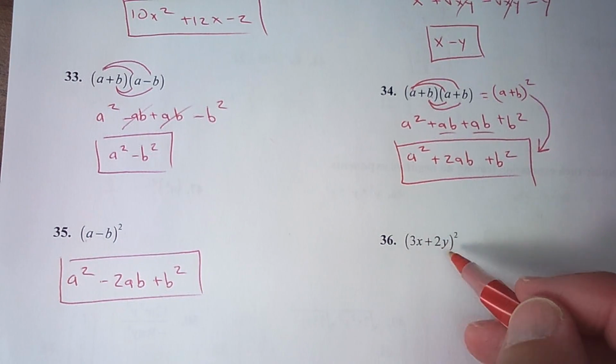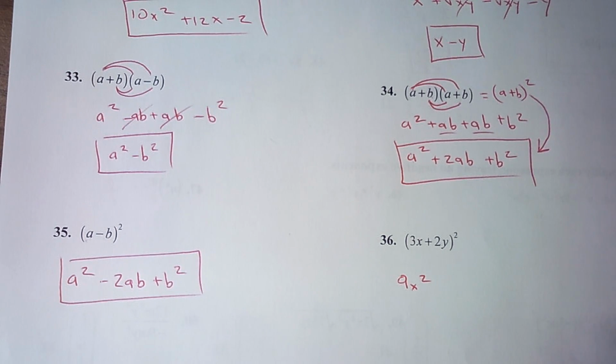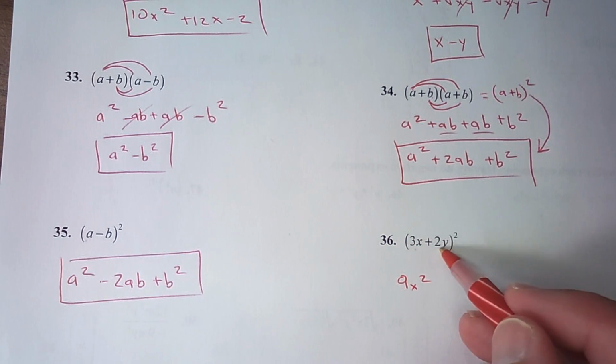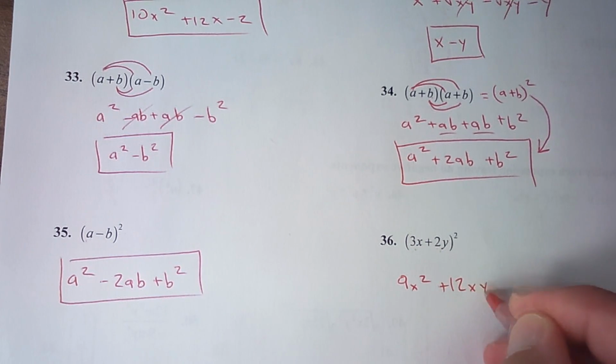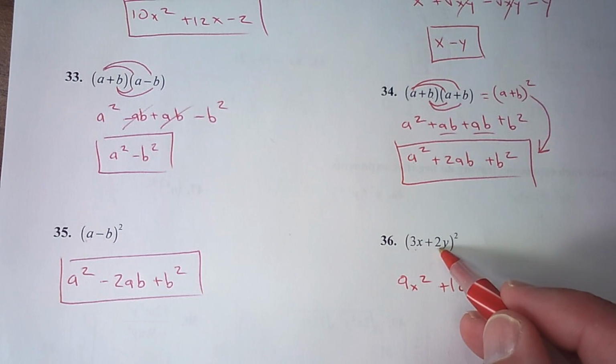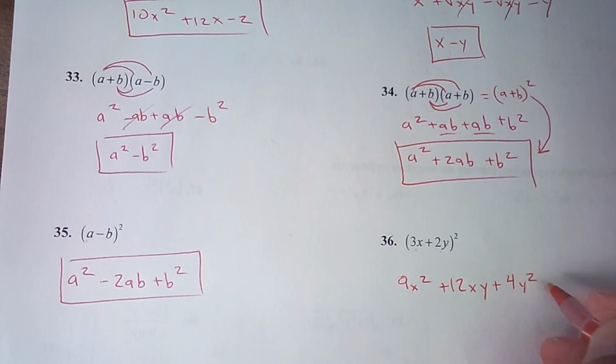Here's another binomial squared. The first term squared is 9x squared. The product of these two is 6xy. Double that and you get 12xy. And the last term squared is positive 4y squared.